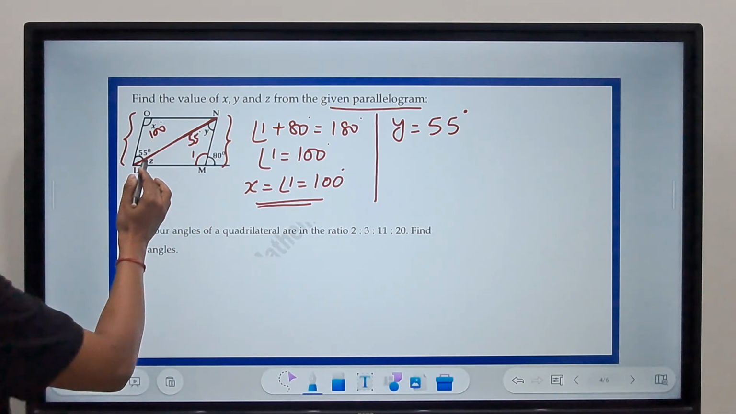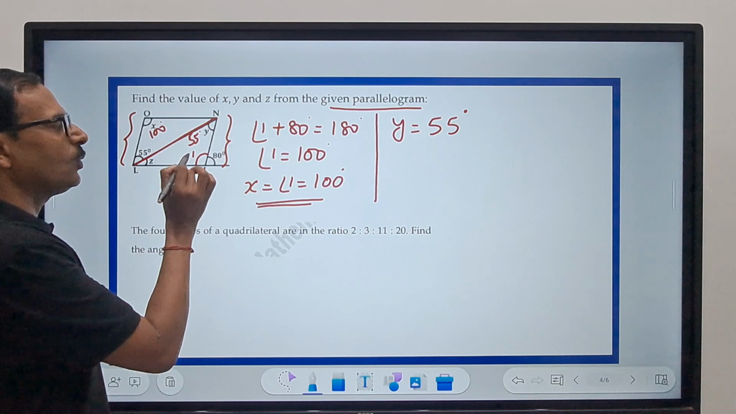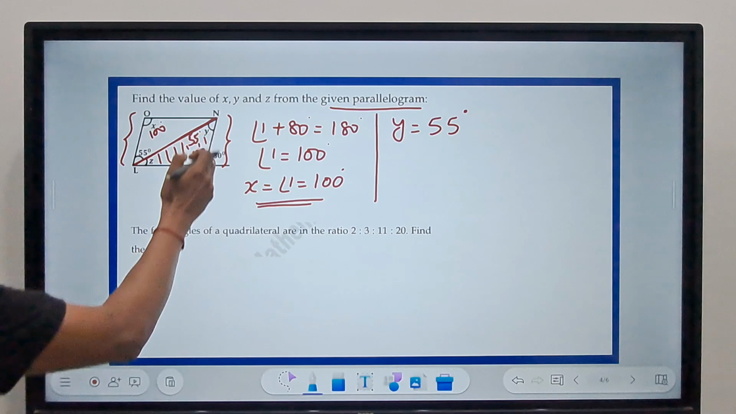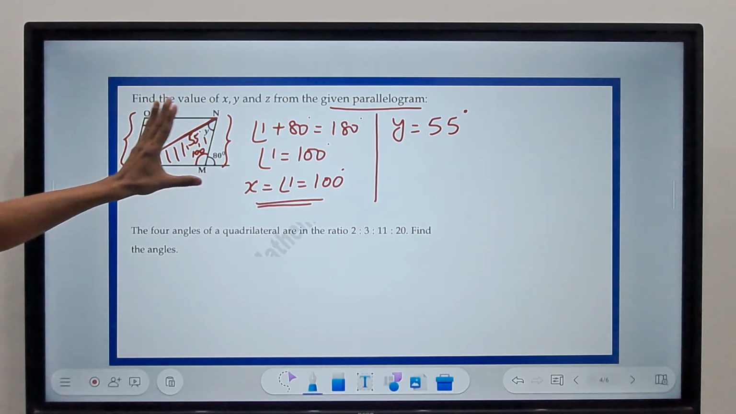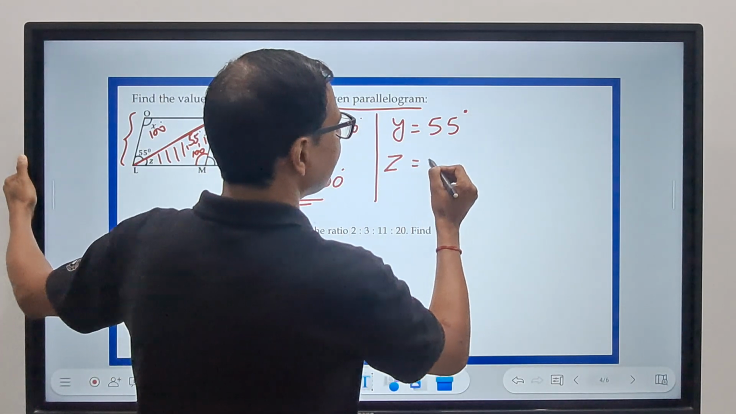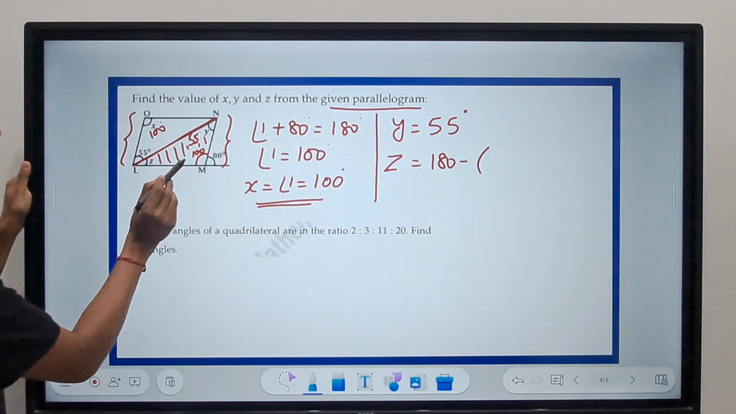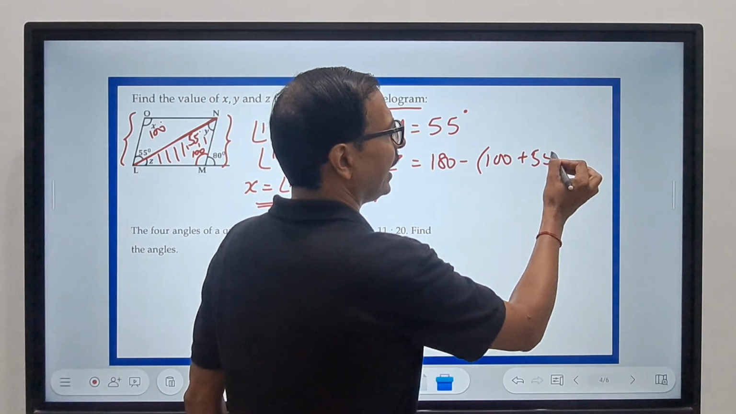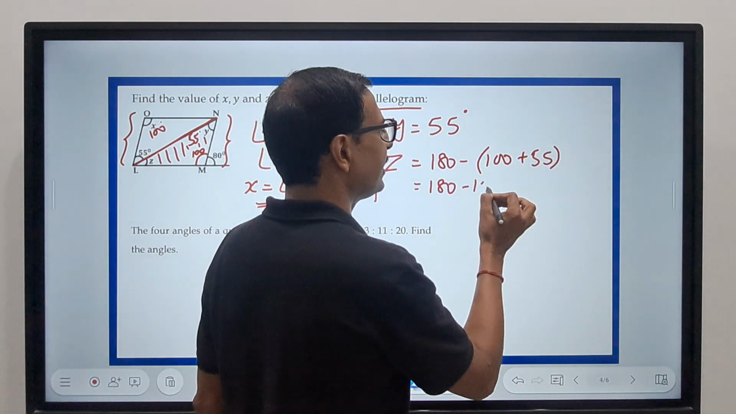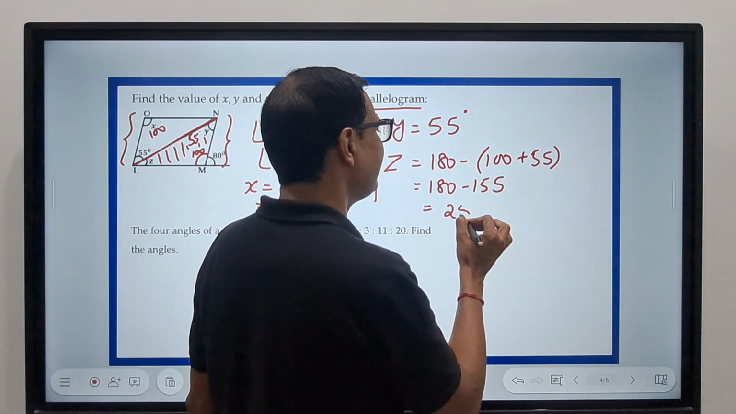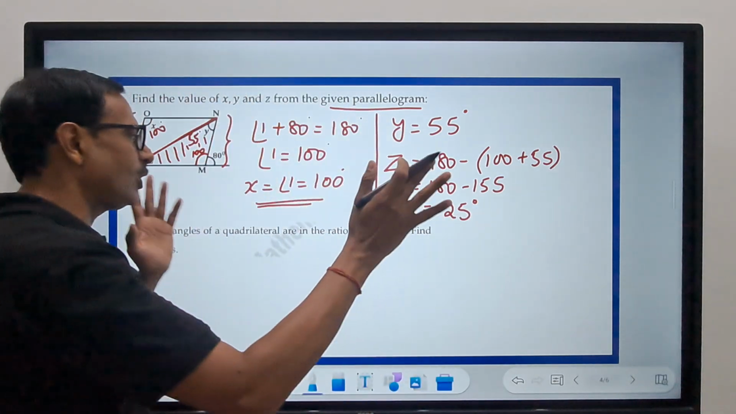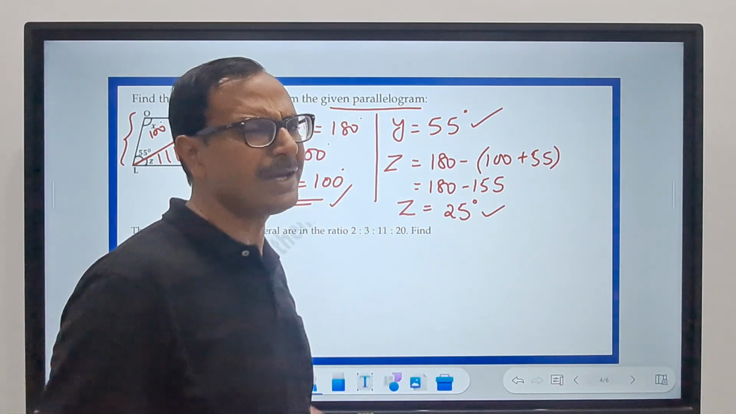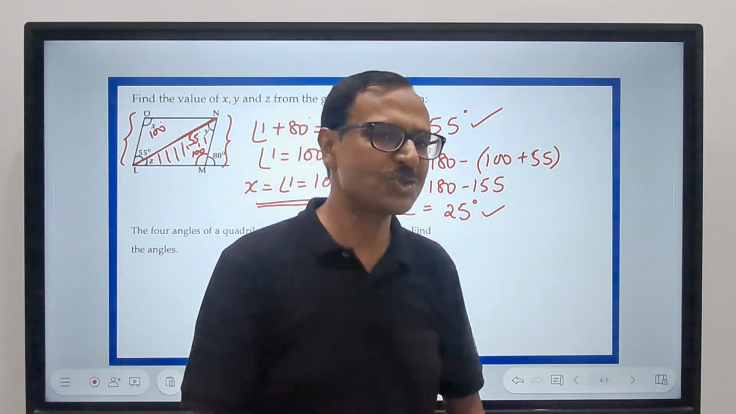Now finding Z is pretty elementary because you know this angle 1 is 100 degree. So in this triangle we can actually use the angle sum property because the sum of the three angles is going to be 180 degree. So what will be the value of Z? Z will be 180 minus the sum of the other two angles, 100 plus 55, which is 155. And that gives you 180 minus 155, which is 25 degree as the value of Z. So we have all the three angles. X is 100 degree, Y is 55 degree, and Z is 25 degree. Pretty easy, right? The basics have to be really strong, friends.